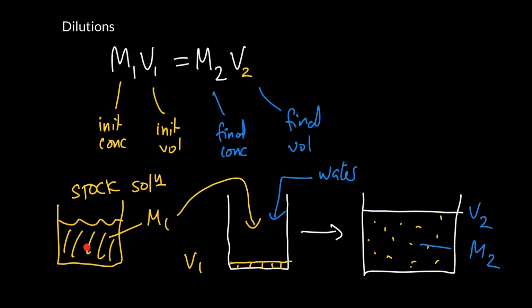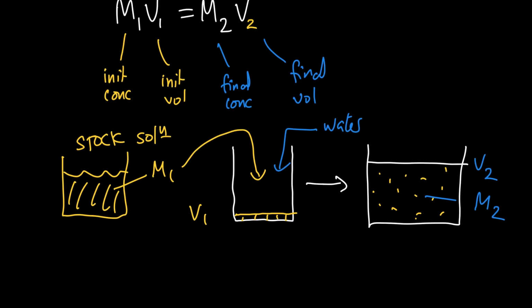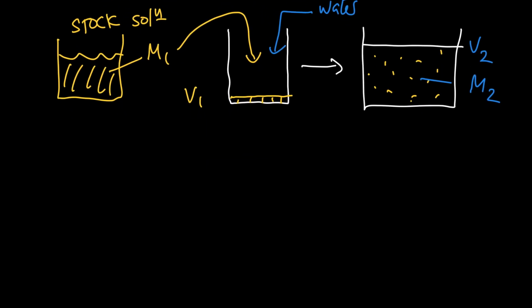So we take our stock solution, we transfer out V1 of it, and we have now the initial concentration and the initial volume. Remember, concentration is intensive, so it's got the same concentration whether we got a gallon or a milliliter. And then we add water to bring it up to a new volume, V2, and now it's got a new concentration, M2. All right, so let's go ahead and use this in a problem.